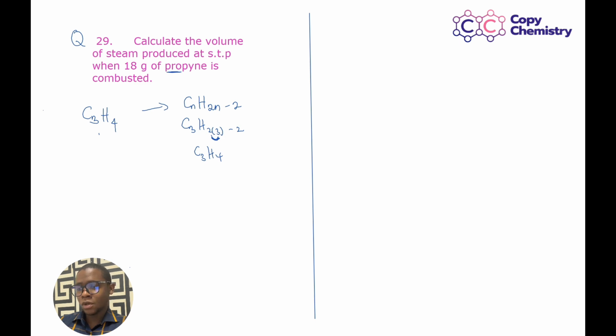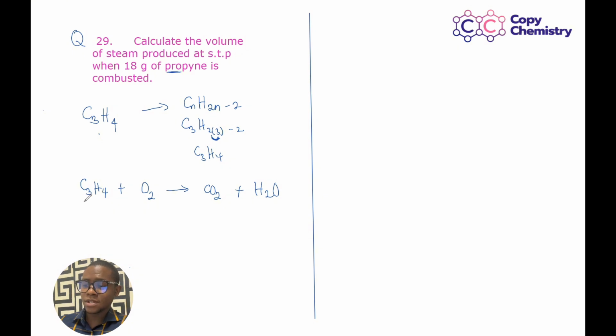Okay? So if that is our propyne and we're doing combustion, it means that C3H4 should be reacted with some oxygen. What do we get? We get CO2 and we get H2O. Do you remember this one? We've said it before, right? CO2 and H2O. Okay, so let's balance it.